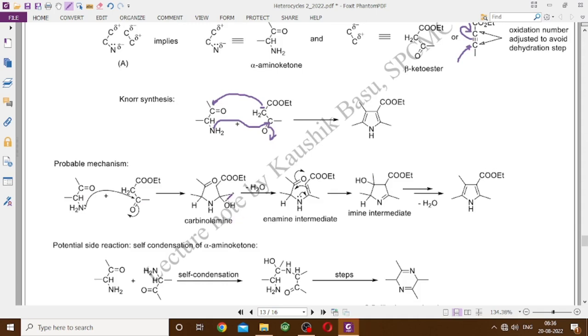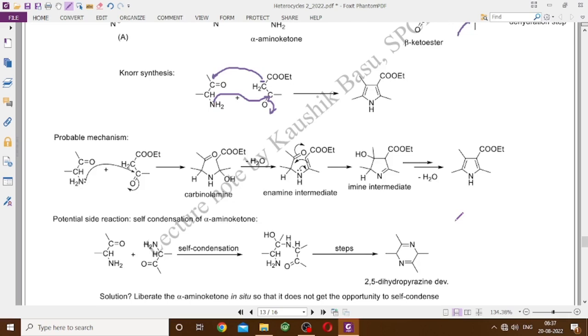So it's attacking here, we get a carbonyl again here. Then with assistance of this nitrogen, this water molecule will leave. I have an enamine. This enamine will undergo ring closure, and then finally I will lose the water molecule, and I will get the corresponding target.